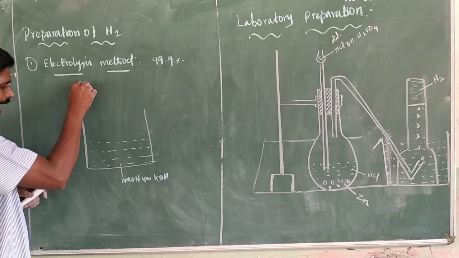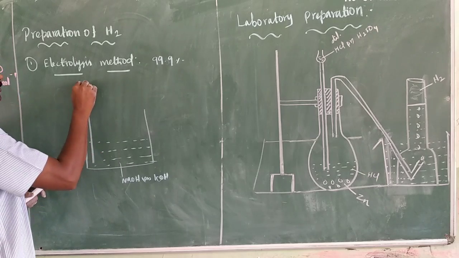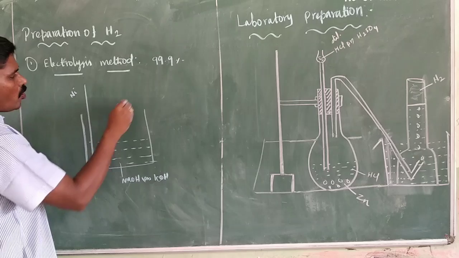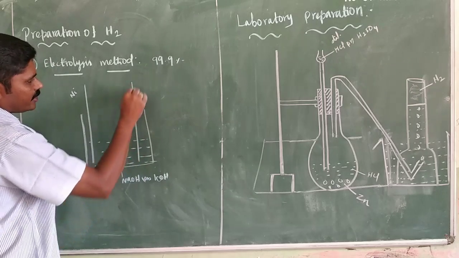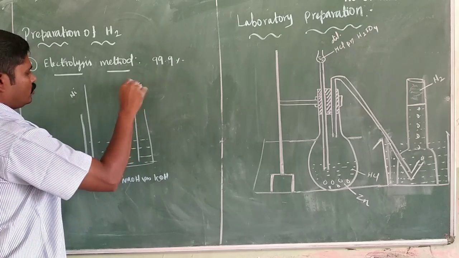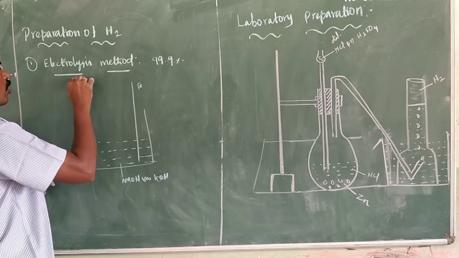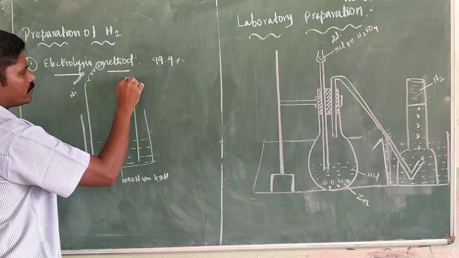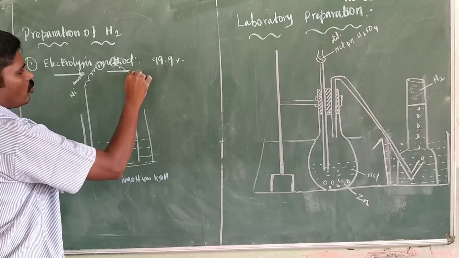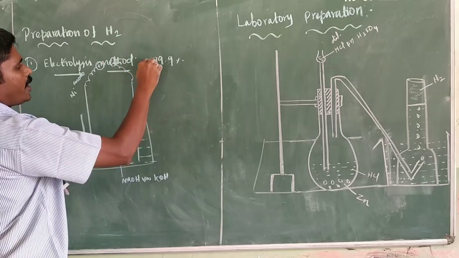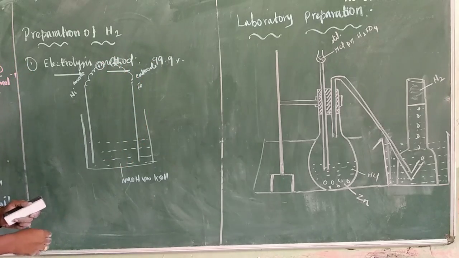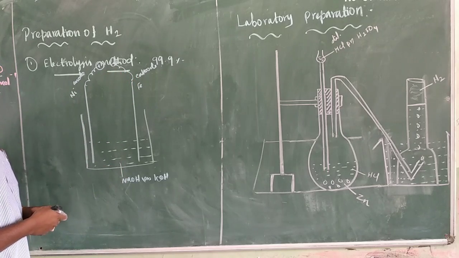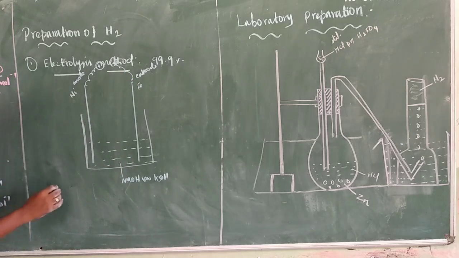A nickel rod is used as the anode, and an iron rod is the cathode. Electricity is passed through the electrolytic solution between the anode and the cathode.